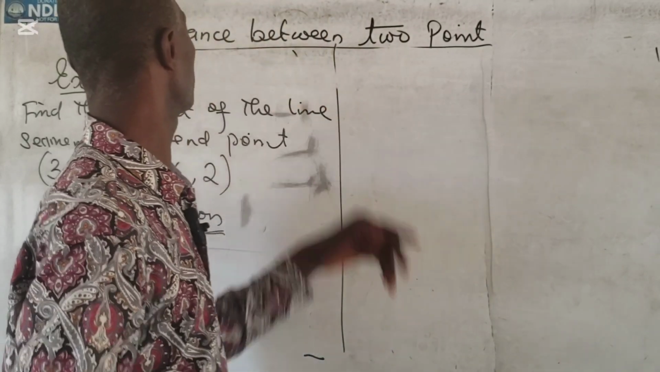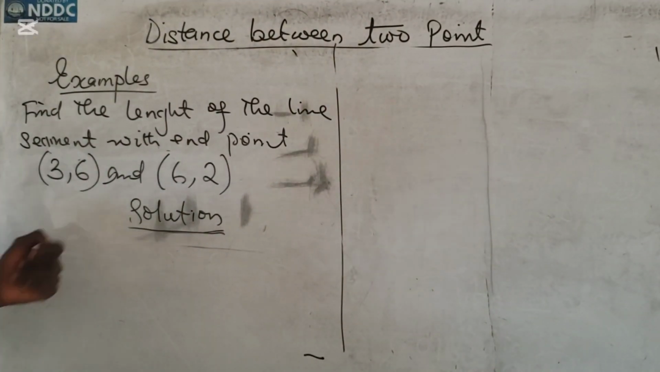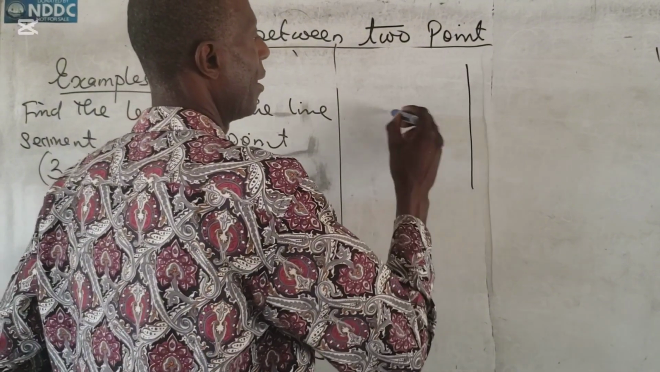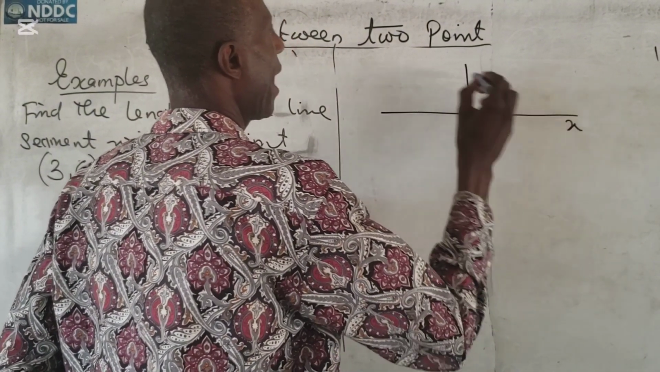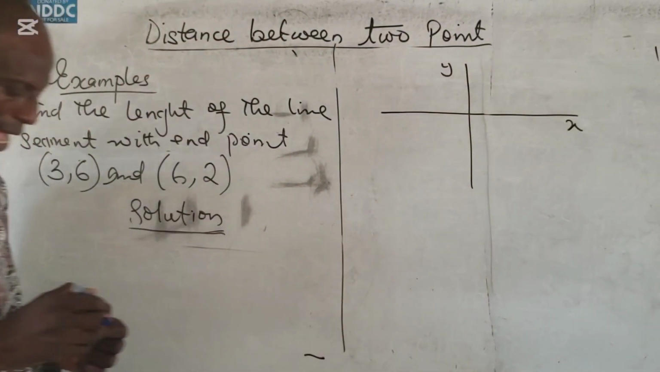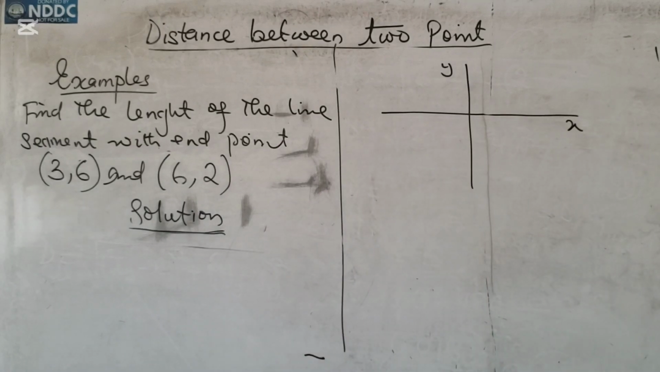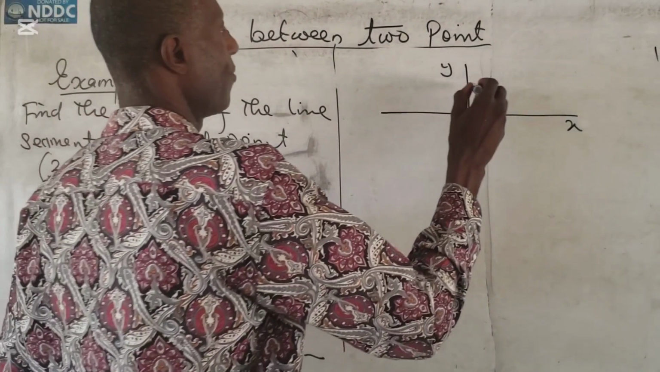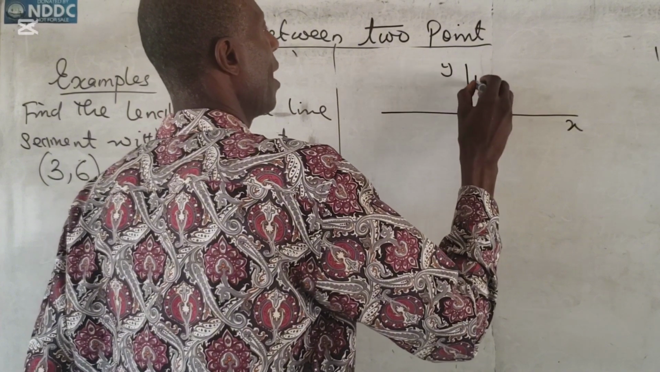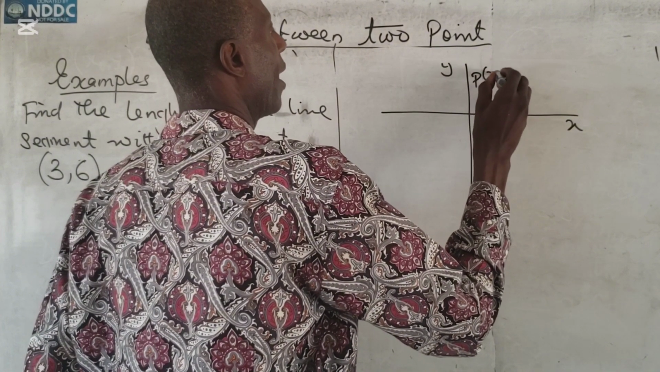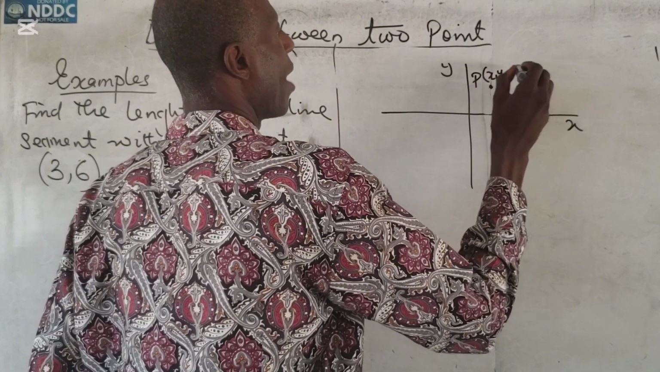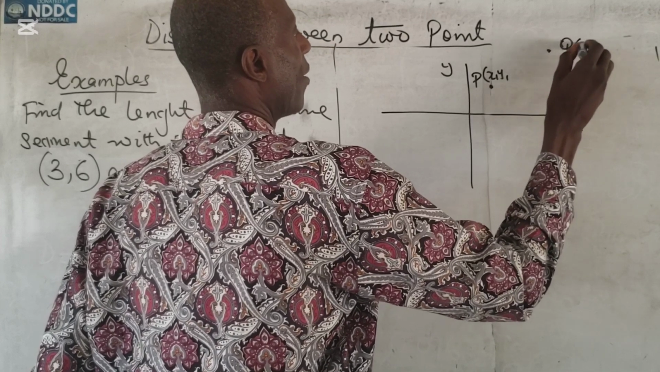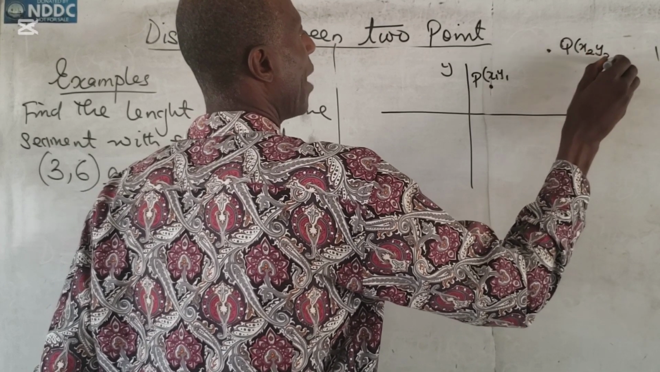Let's talk about distance between two points. Before I solve this problem, in a graph, we have both the x and the y axis. Let P be here. P is now (x1, y1). Let me put Q here, which is now (x2, y2).